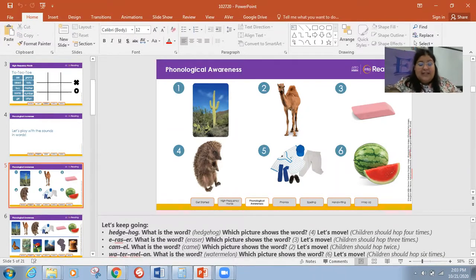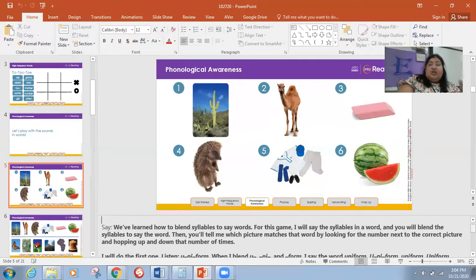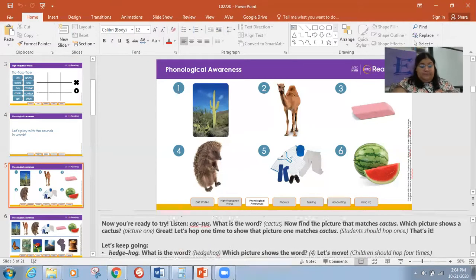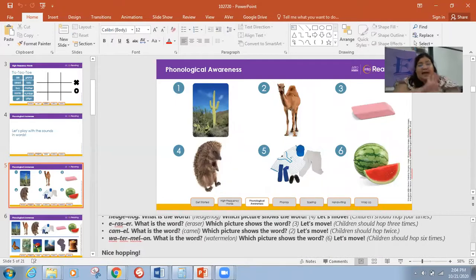Okay. Are you ready? Let's go. We're ready to go. It's Tuesday. Let's get it. Here is the word. Hedgehog. What word is that? Where do you see it? What number? Number four. All right. Eraser. Hold up the number. You had a number three. You were right. Good job. Watermelon. Say the word. And what number is it? Good job.